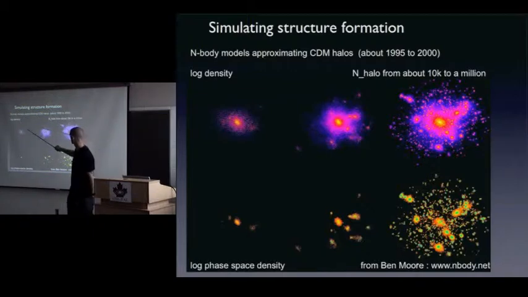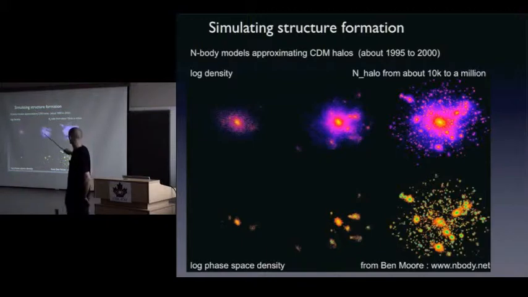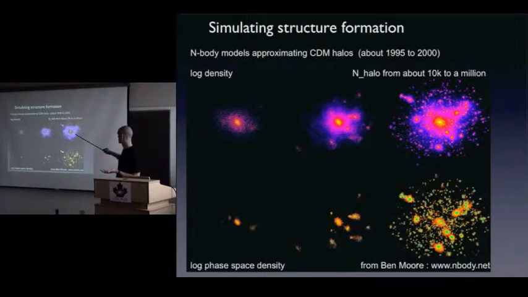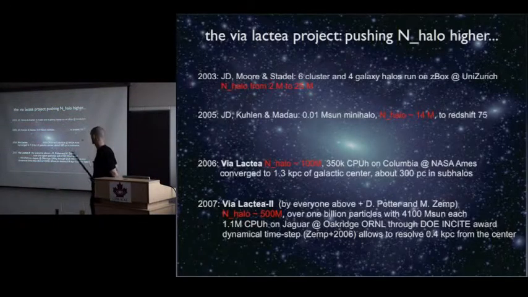And you obviously see that the larger scales are the same. So roughly the shape is the same. But all the smaller scale structure, like the substructures and the high density peaks in the inner part, they're only resolved if you have enough particles. And you see the same thing if you plot it in phase space density instead of density. So of course, the larger this number of particles is, the better. And so we're trying to just push this number as far as we can.